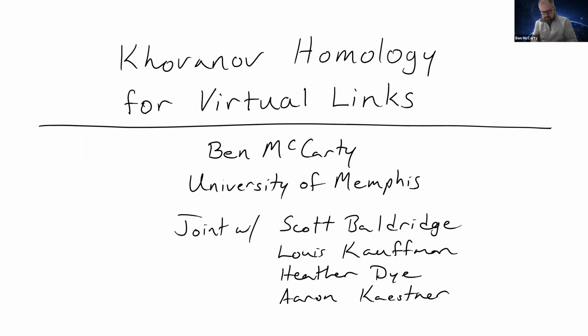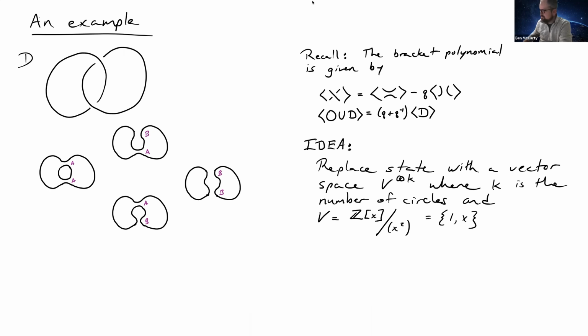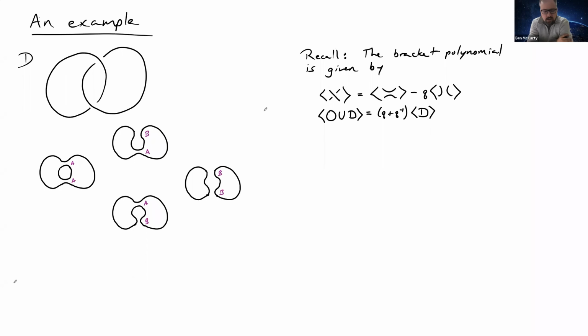We're going to get into that. We're going to start with just a review here for the time being of how we get Khovanov homology for classical links, and then we'll veer off into looking at virtual links. All right, so here's the Hopf link.